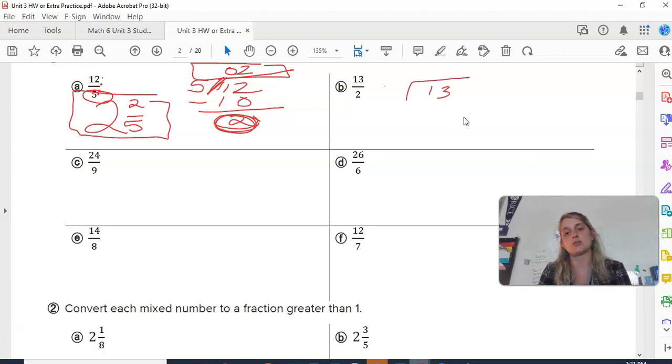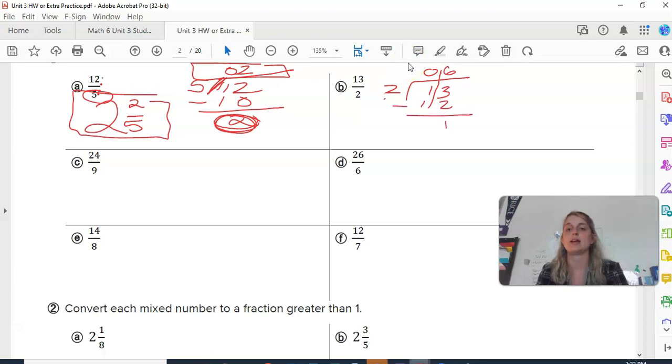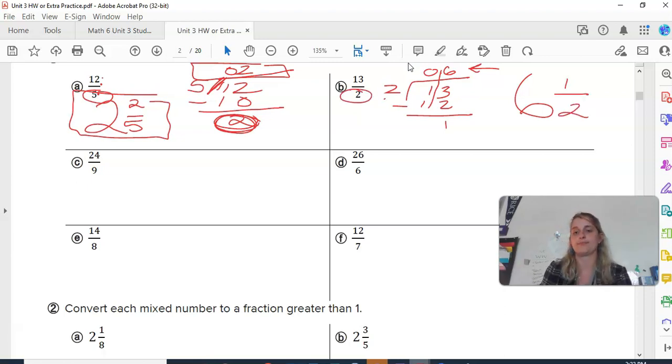13 divided by 2. If I have $1, I cannot buy something for $2. That's a no. If I have $13, I can buy 2, 4, 6, 8. Well, can't lift that finger. 10, 12. Ooh, 14's too big. 12, which is 6 2's. I subtract my 12, I have a remainder of 1. My quotient, my answer, is the whole number. 6 is my big number. I can make 6 whole groups. And I have 1 out of the 2 left over.